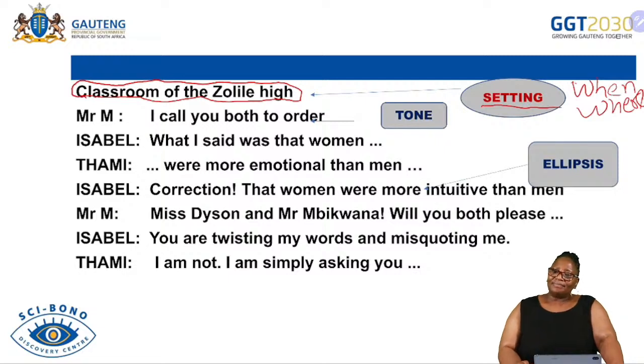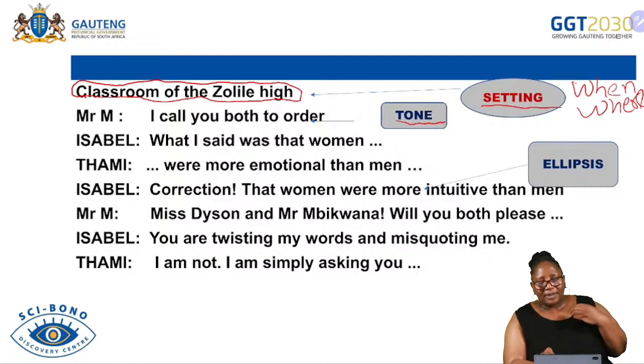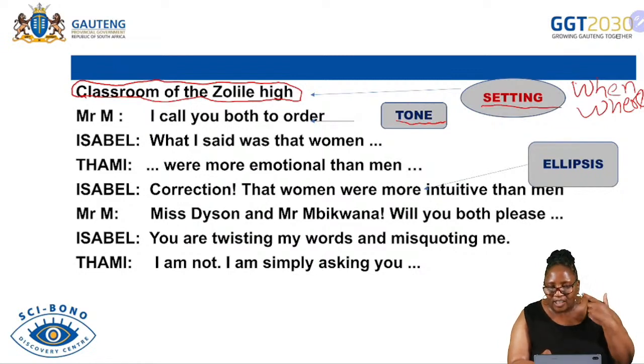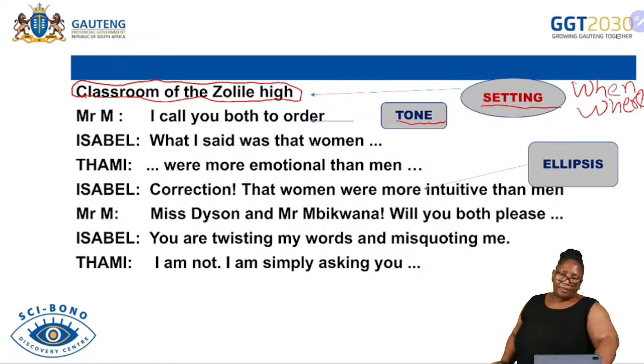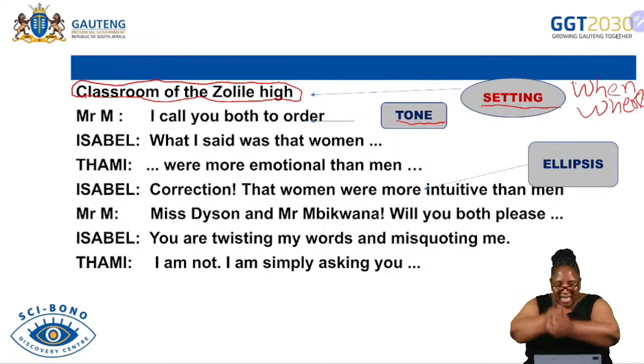What is that? It's tone. We look at the words that Mr. M has said. We visualize. We try and hear what he tried to say. He said, I call you to order. Probably he even hit the table to tell them to keep quiet. And he even resorted to the ringing of the bell.